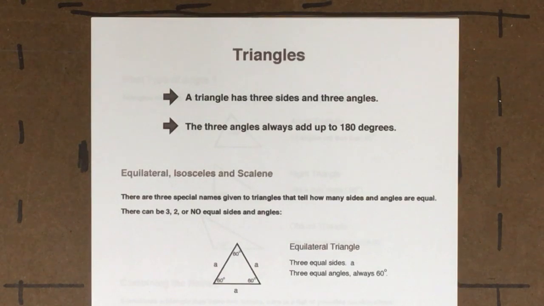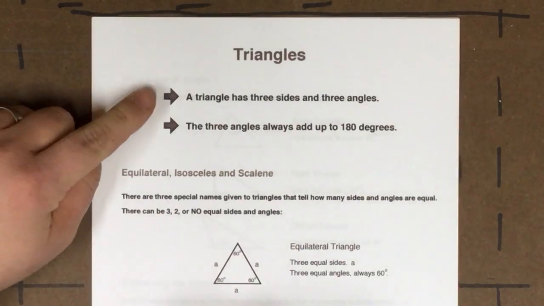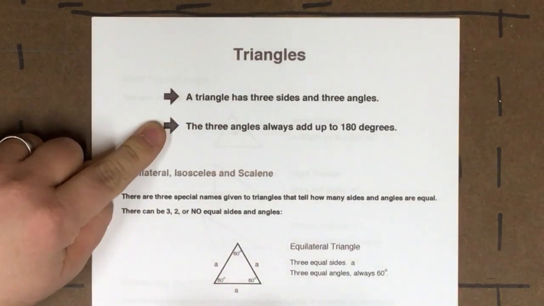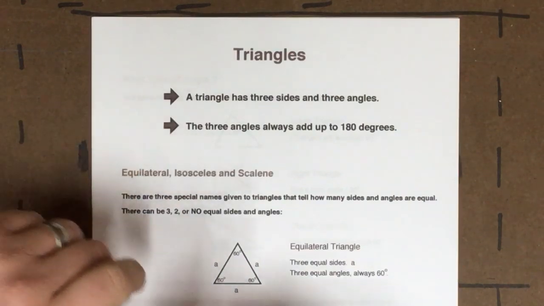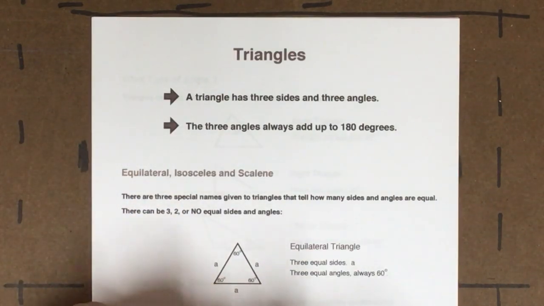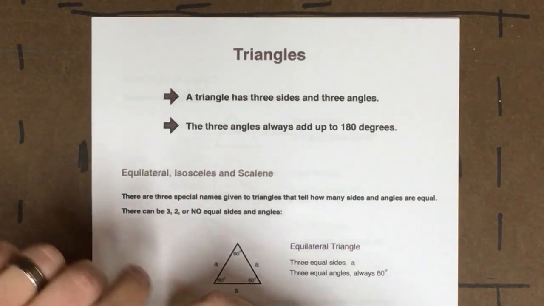Triangles, two things to keep in mind for today. A triangle has three sides and three angles. The three angles will always add up to 180 degrees. If you get something other than 180 degrees, something went wrong with the way that you were solving for your angles in your triangle.